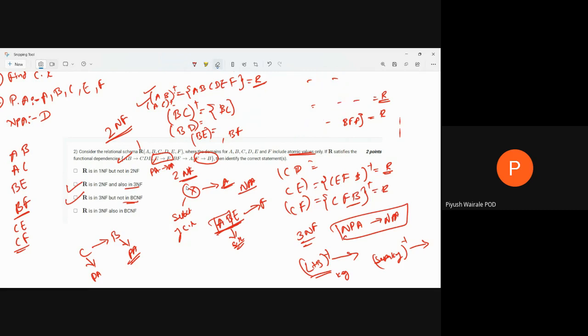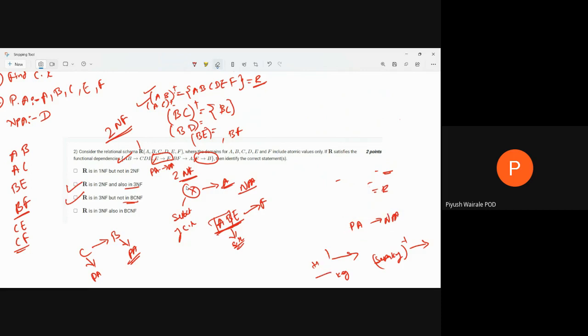Any doubt in this question? You have to follow this process for each and every problem in week 6. Here we are not getting the candidate key directly by looking at the functional dependency. That's why it took time. But if it is the case, you have to follow this only. Any doubt? Any question?